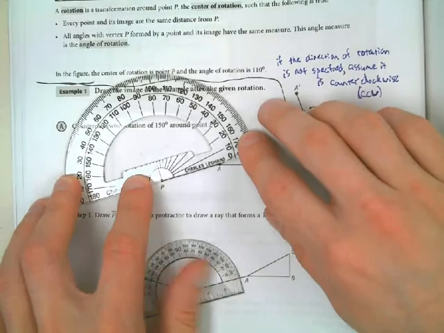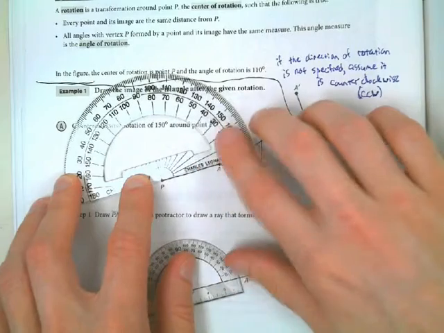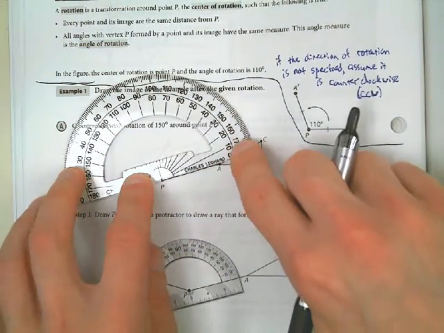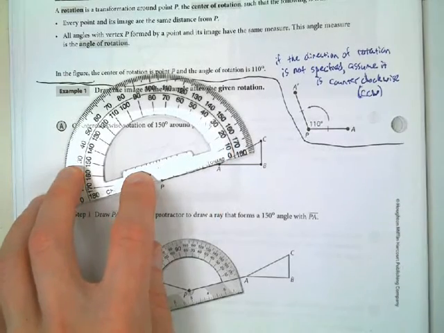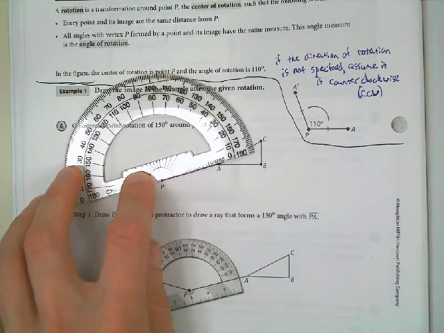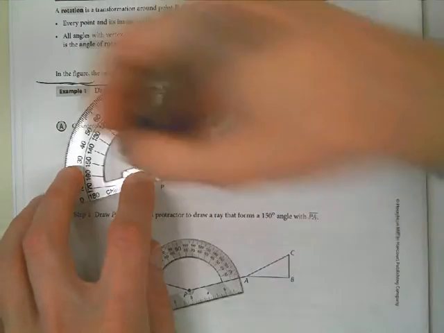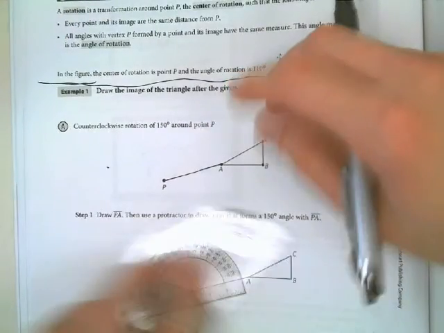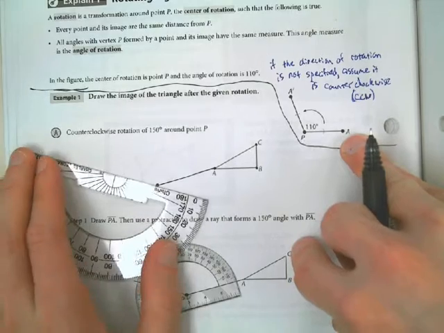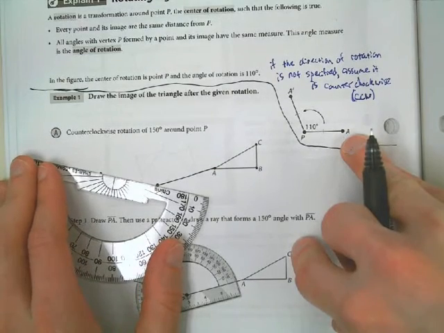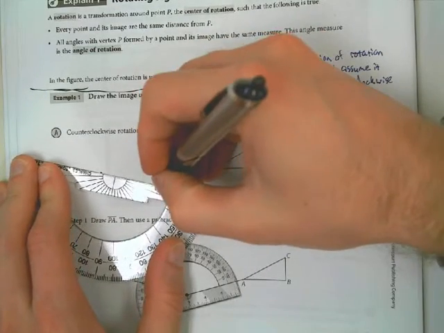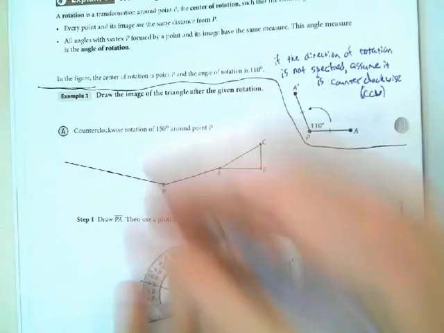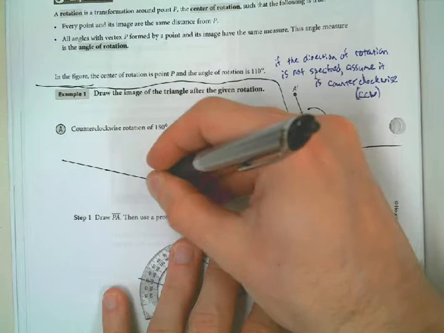So on my protractor here, I have two sets of numbers. Which set of numbers should I use? The inside set or the outside set? Yeah, the inside set, okay? So I'm going to measure here to 150 and put a little mark. And then I'm going to draw a segment or ray, whatever you want to say, through like that. So now I have a 150-degree angle counterclockwise.